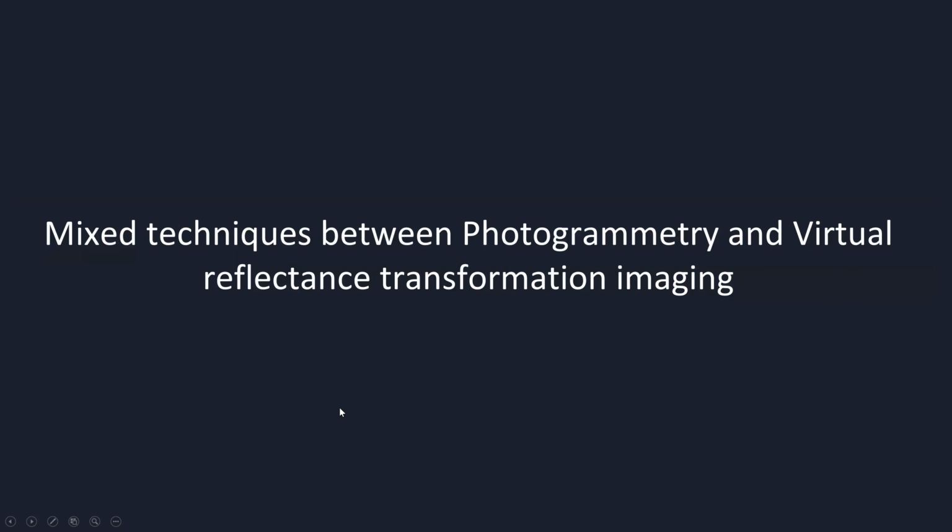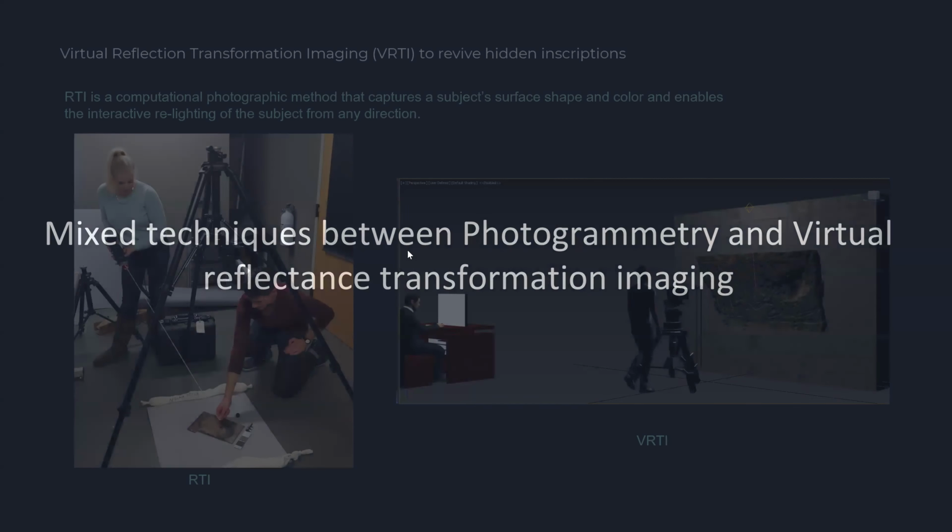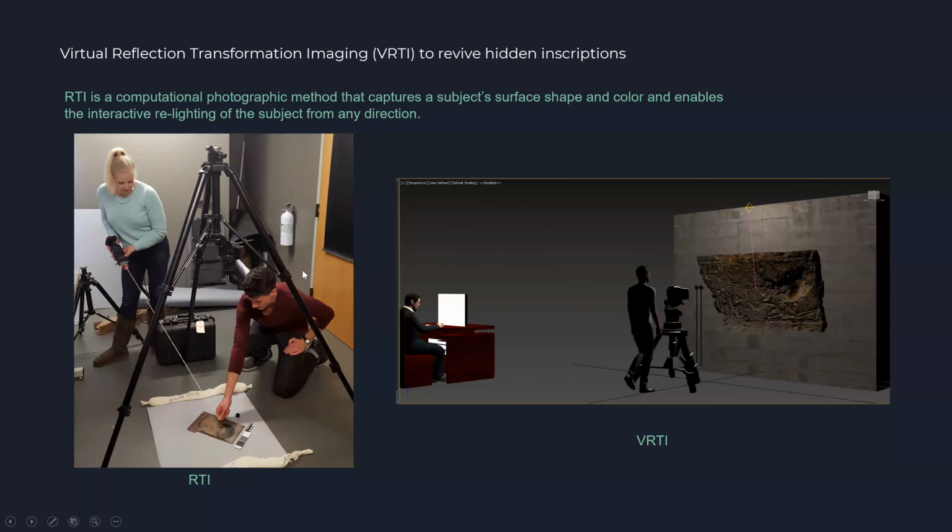So here is the main topic of the lecture: a technology called reflection transformation imaging, which I will explain, and photogrammetry, which was already mentioned on previous slides. I will go very basic about reflection transformation imaging. Unlike photogrammetry, where to create a 3D model you have to move the camera, and for each photograph you have to get a decent amount of overlap.